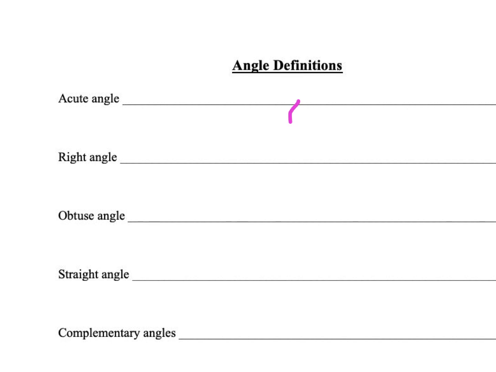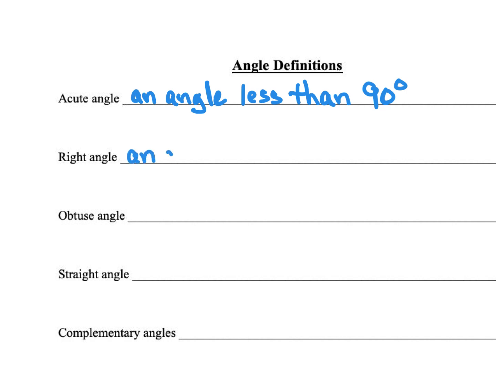Acute angles. What is an acute angle? What does that actually mean? An acute angle is an angle less than 90 degrees. So they're smaller. They're small angles. A right angle is an angle equal to 90 degrees. Exactly 90.